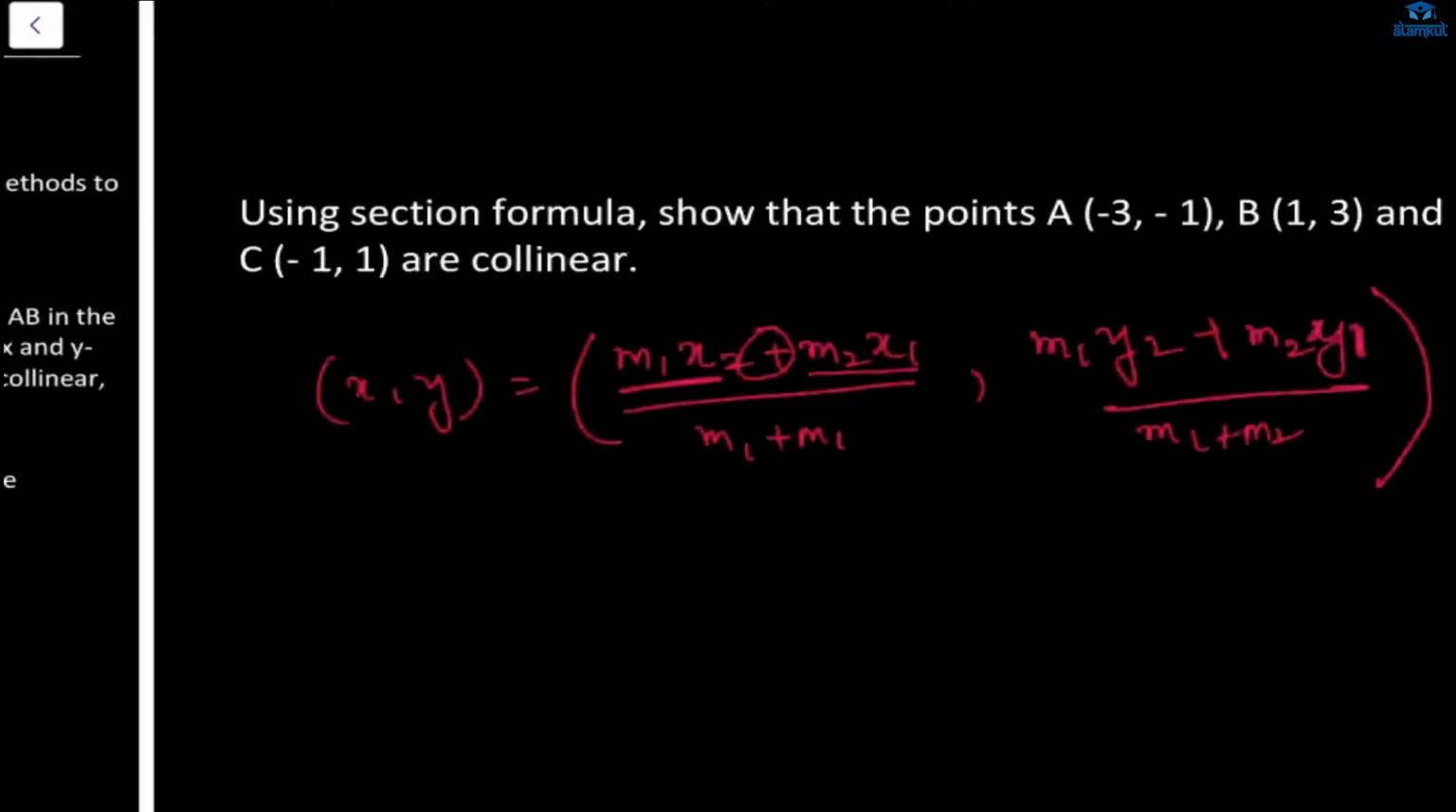Ma'am, I've done till here: (-1, 1) equals (M1 times 1 minus 3 M2) divided by (M1 plus M2), comma (3 M1 minus 1 M2) divided by (M1 plus M2). Okay, I am doing it, and you just check.